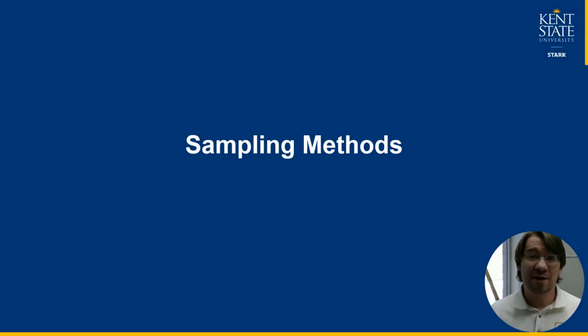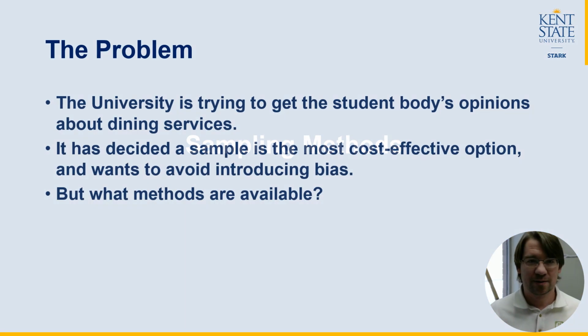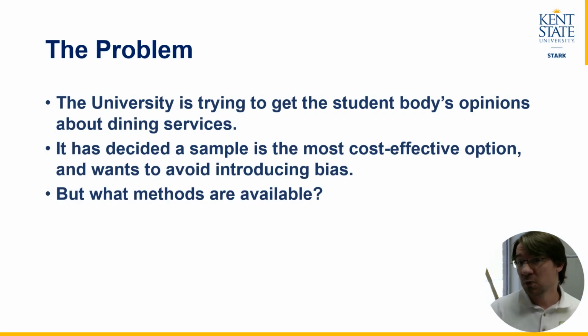In this video, we'll look at various sampling methods and discuss possible pros and cons of these methods. So, we're considering the problem of the university, trying to get the student body's opinions about dining services. The university has already decided that it wants to do a sample, and it would like to avoid introducing bias. However, that still leaves a lot of methods available. So, what can the university do? And how might it make the decision about which method is best?